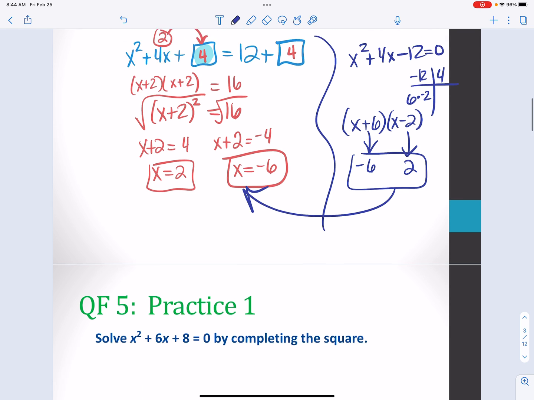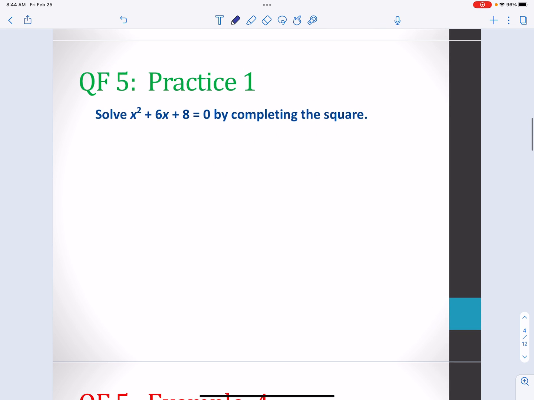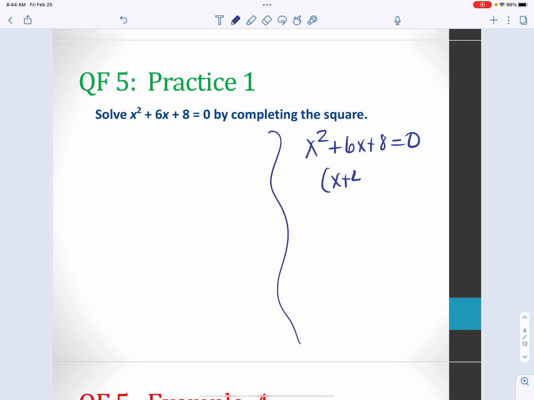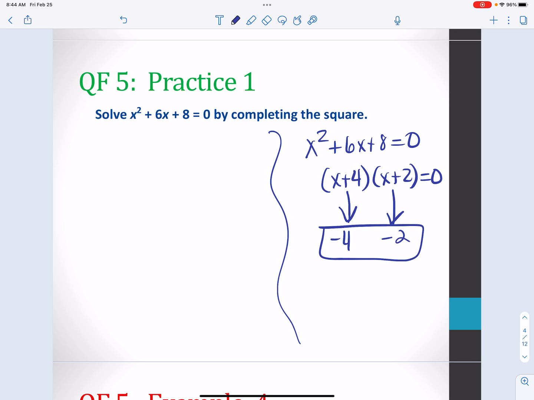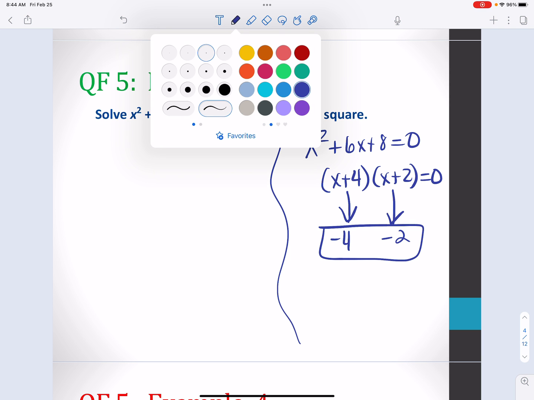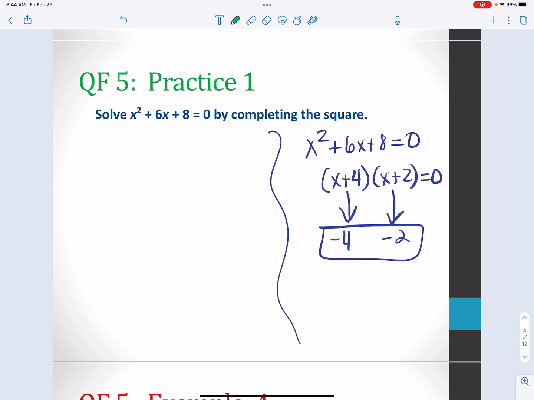Okay, so here's another one that I could have done by factoring, right? So I'd have x squared plus 6x plus 8. So that would have been x plus 4 and x plus 2. Factors of 8 that add to 6. Those slap me in the face. I didn't make a table. So my two answers are a negative 2 and a negative 4. Okay, and that's going to be the faster way to do this problem. All right, but I'm just trying to show you what to do on completing the squares.